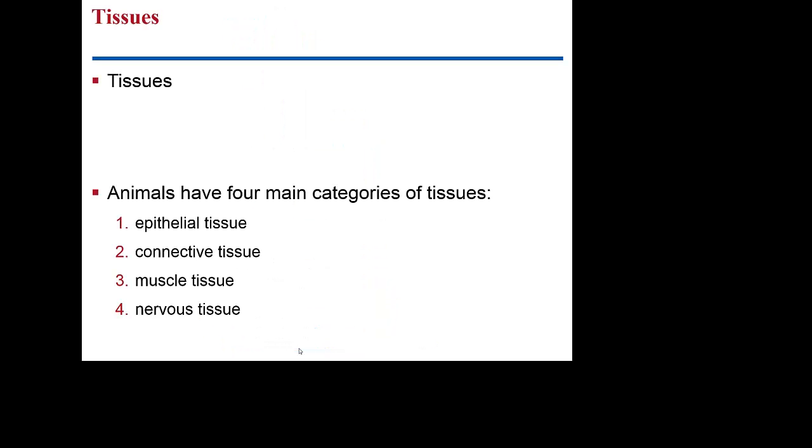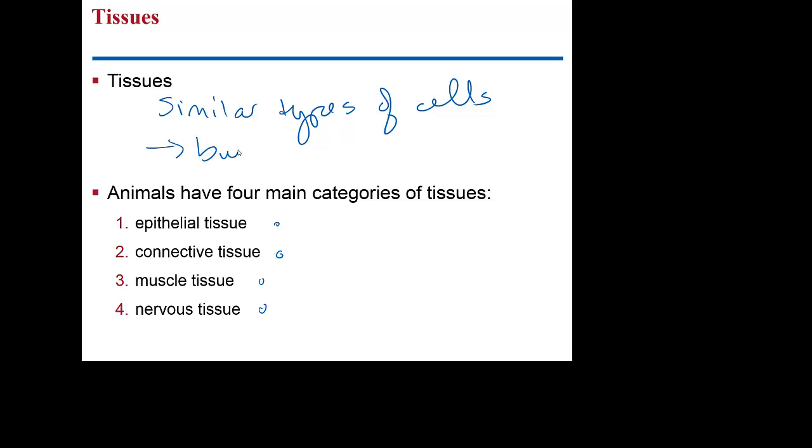So with tissues, we will talk about four main categories of tissues: epithelial, connective, muscle, and nervous. These are all, remember, similar types of cells that make up tissues, right? And these tissues are going to build into organs. So we're going to need multiple functions in these organs. So how many of the different tissue types are we going to have to use to build a given organ? And we'll see this as we go through.